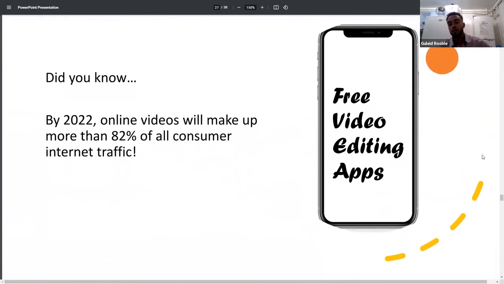Also free video editing apps. I will share this with you. So by 2022, online video will make up more than 82% of all consumer internet traffic. That is by next year. So that's a large percentage of advertising and communication that is going to be through videos. So it is going to be crucial to create videos, to become tech savvy by editing content. It's going to be very crucial for your brand. And what I will do is at the beginning of the next week's session, I will discuss with you all the free video editing apps, because certainly now we're running over time.